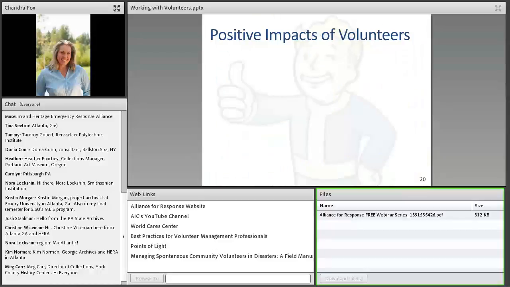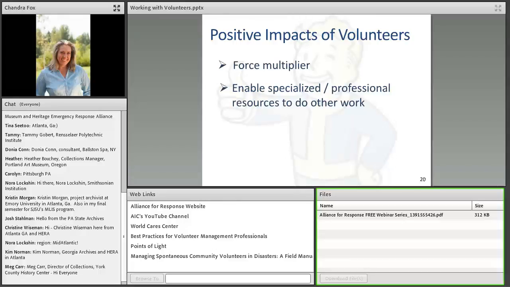So, positive impacts of volunteers. We know that volunteers do wonderful things. They are a force multiplier. Many hands make light work, and they can be really a force for good. They enable specialized and professional resources to do other work. So if you have a technically trained person who has a certain skill level, you don't need them sweeping up or unpacking things or repacking things. If they have a technical skill that can be better used somewhere else, then you can have volunteers do the other work that does not require specialized training.